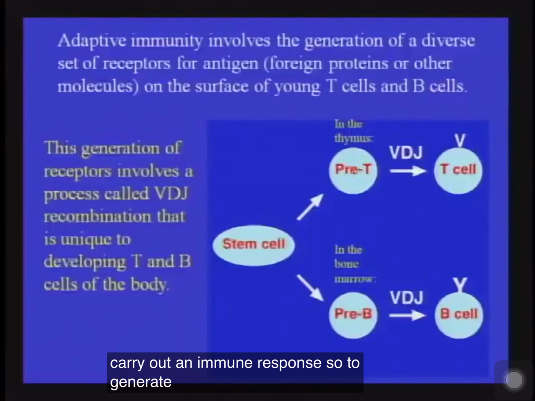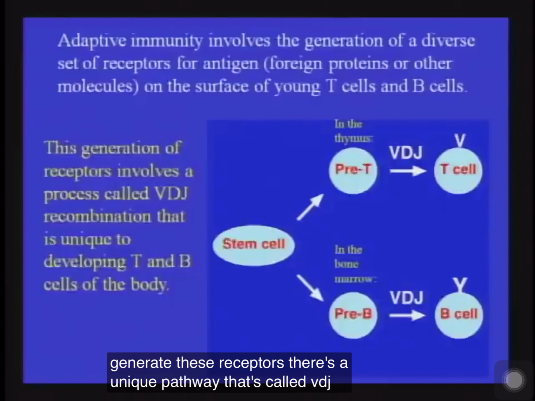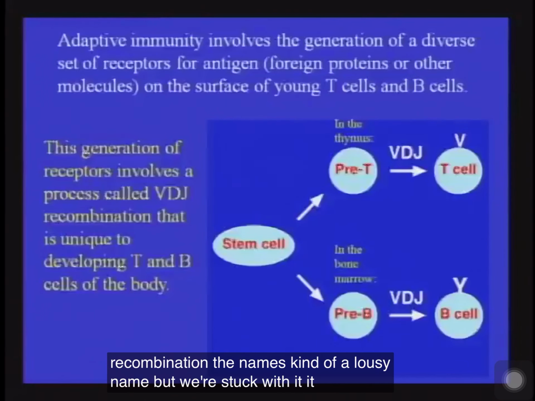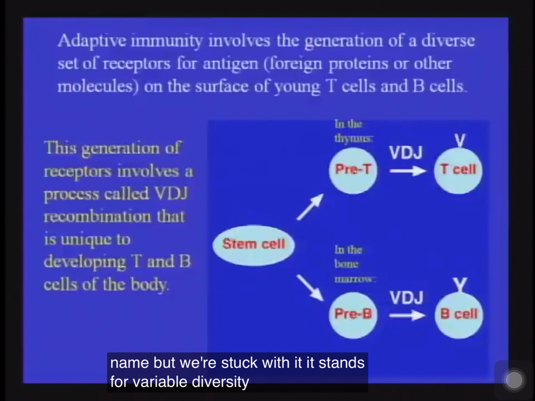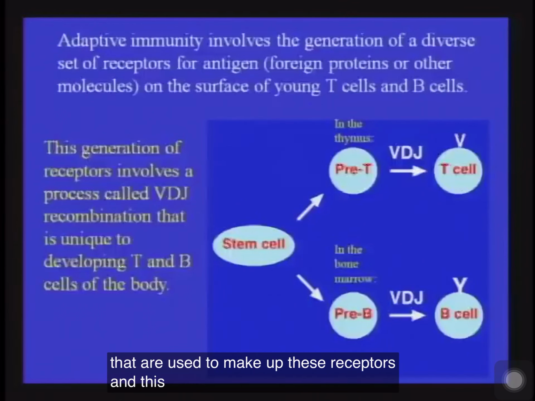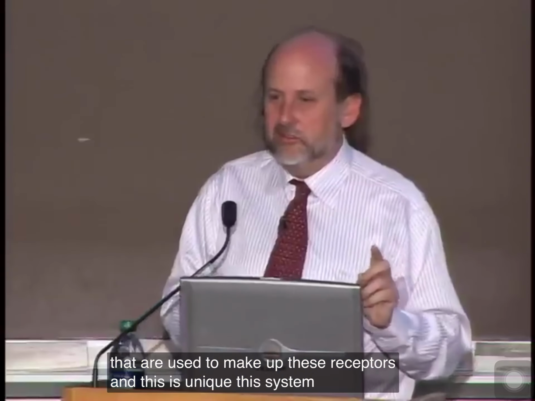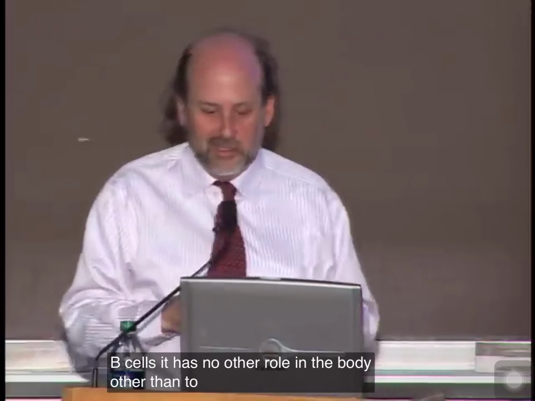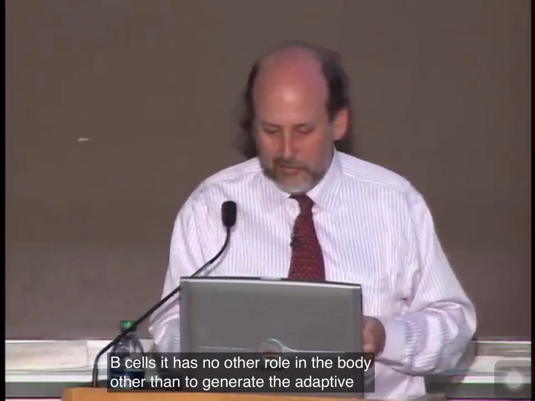So to generate these receptors, there's a unique pathway that's called VDJ recombination. The name's kind of a lousy name, but we're stuck with it. It stands for variable, diversity, and joining, but those are just the names of the segments that are used to make up these receptors. And this is unique. This system only works in two kinds of cells, T cells and B cells. It has no other role in the body other than to generate the adaptive immune system.